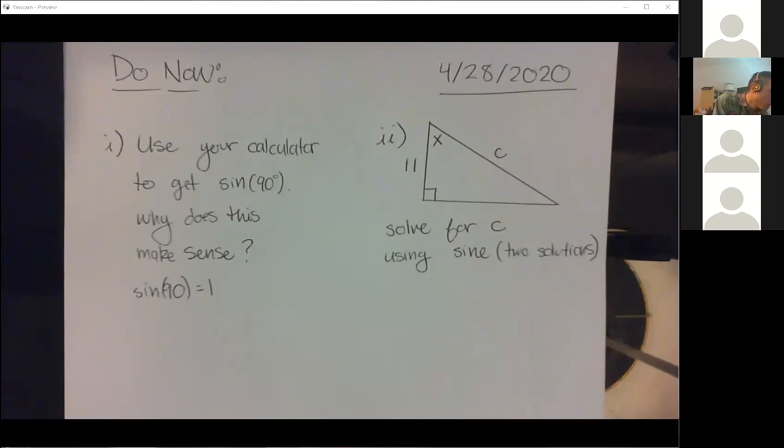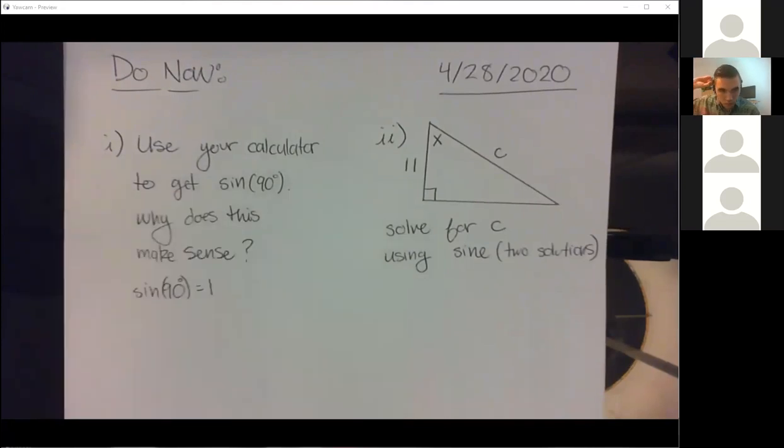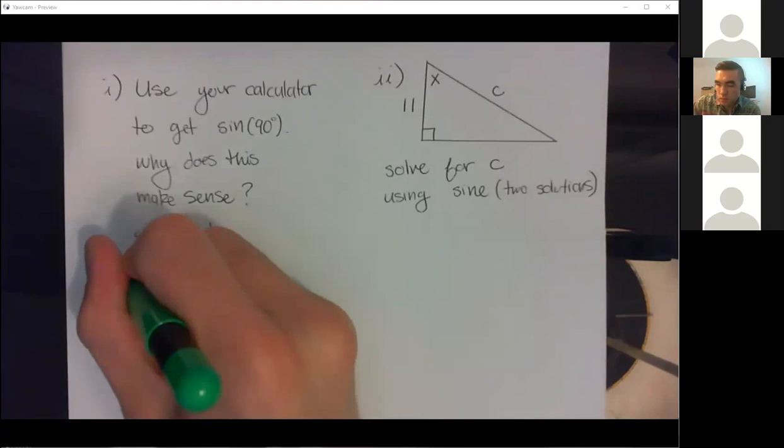And so who wants to take a shot in terms of why that makes good sense? How come sine of 90 necessarily has to be 1? Well, because sine is opposite over hypotenuse. And when you're looking at the 90 degrees, the opposite is always the hypotenuse. So it'll always equal 1.